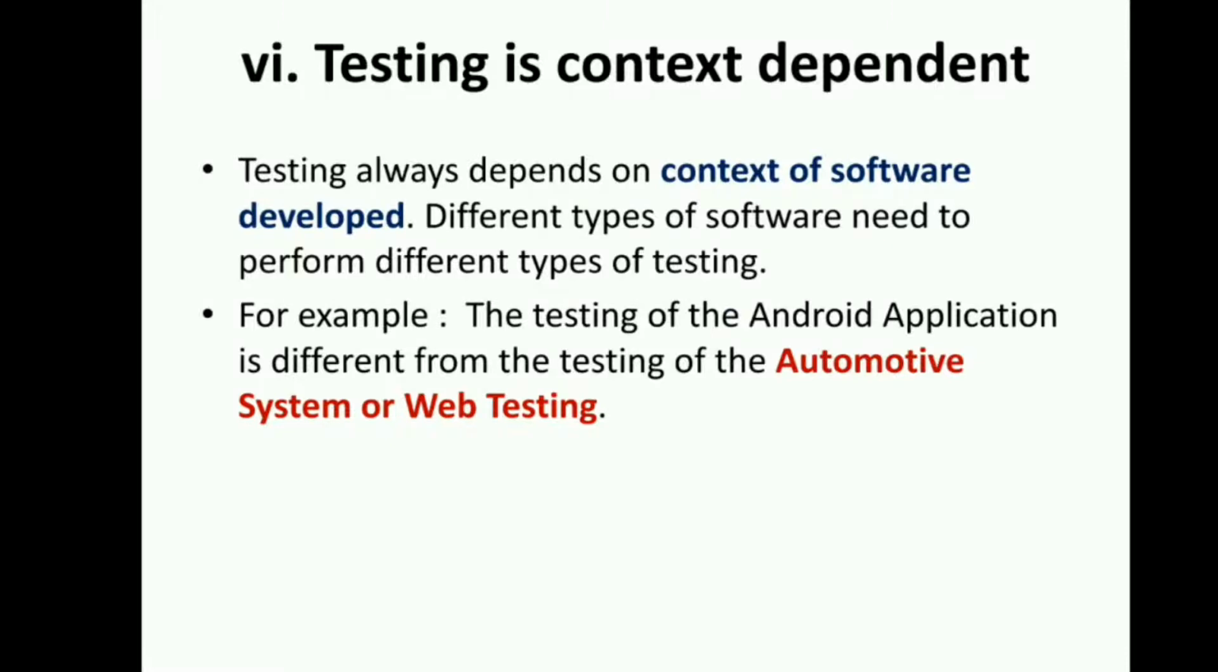If you're testing an Android application or a web application, the context is definitely different, and the behavior of the testing execution, everything, goes differently. Testing always depends on the context of the software development. Different types of software need different types of testing. If you have to test at the vehicle level, you have to drive a vehicle, but for an application you don't drive anything, you just access the application. So testing of an Android application is different from an automotive system or web testing. This is what it means that testing is completely context dependent.